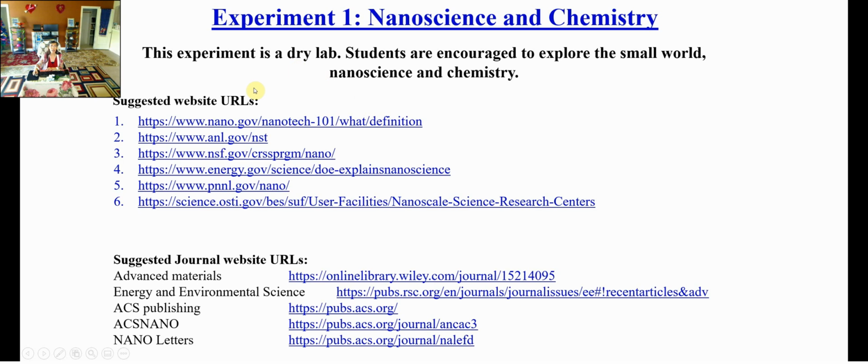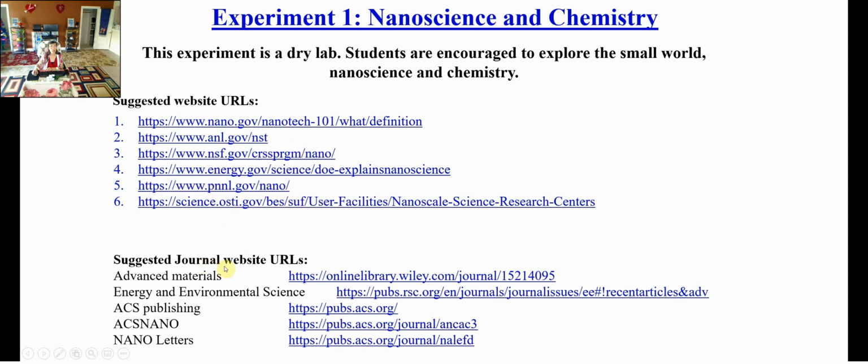And also I recommended several different websites for you to explore the small world. The first group is related to government websites. You can go to nano.gov. You also can go to different national labs such as Argonne National Lab, PNNL National Lab, and also you can go to the National Science Foundation to learn about the different nanomaterials. And also you have OSTI.gov for you to study and explore.